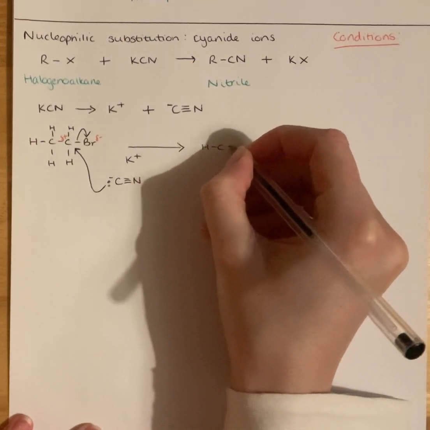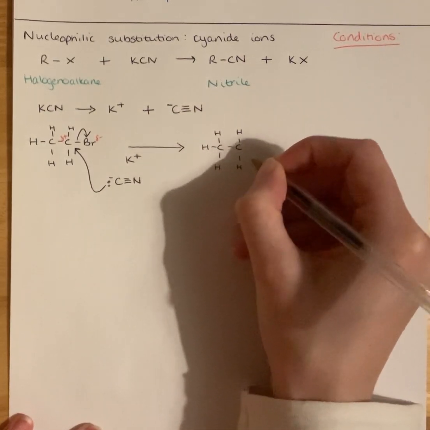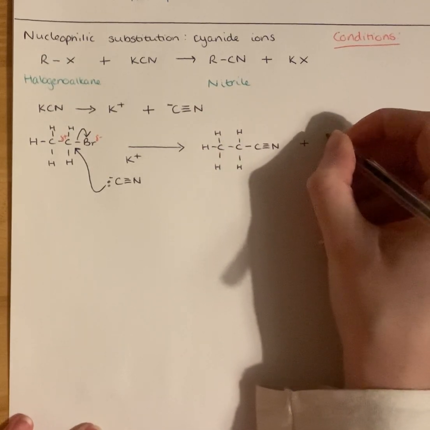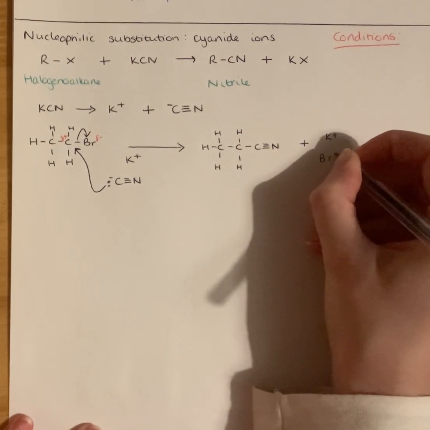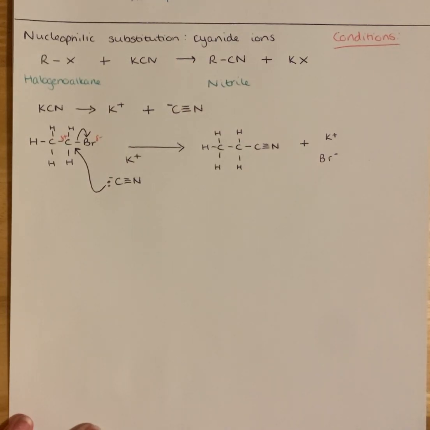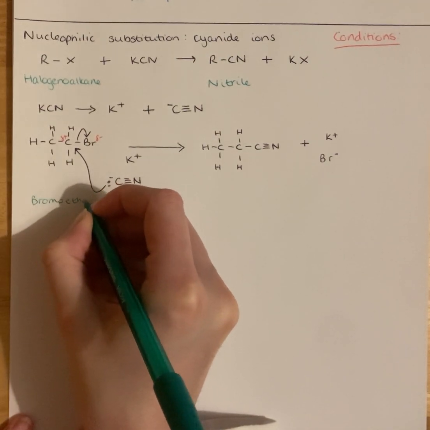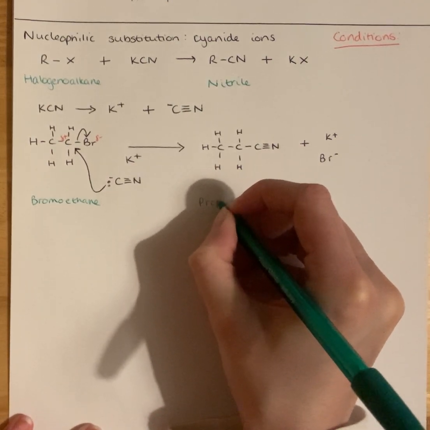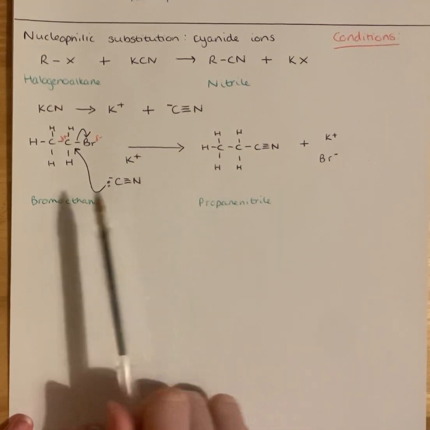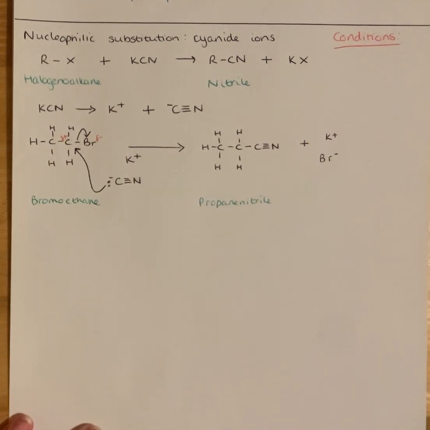And the result of that is going to be this. So this is what we would call propane nitrile. Okay, so if we've got bromoethane, this is propane nitrile. So we've actually added an extra carbon atom onto the chain. Okay, and we call this ascending the homologous series. So we're adding an extra carbon atom, which is why these reactions are quite useful.